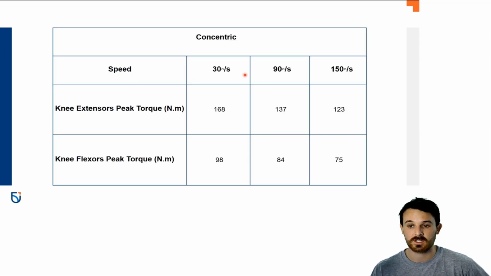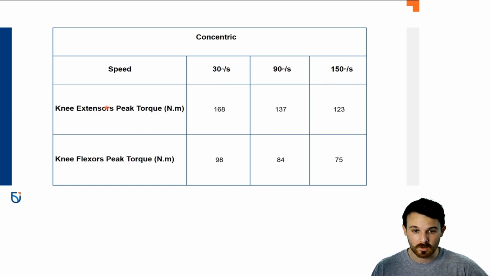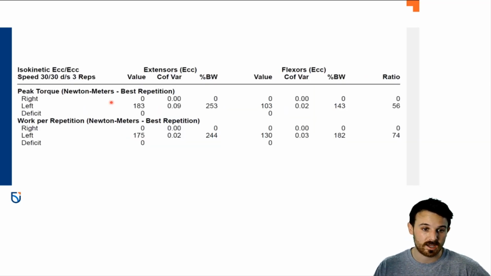So we'll write that into our table, and what we can see is that we have a pretty nice trend of decreasing peak torques for both our extensors and our flexors. So both of them are following that graph that we'll take a look at the end in terms of decreasing ability to produce force as velocity increases concentrically. Okay, so now let's take a look at the eccentric data.